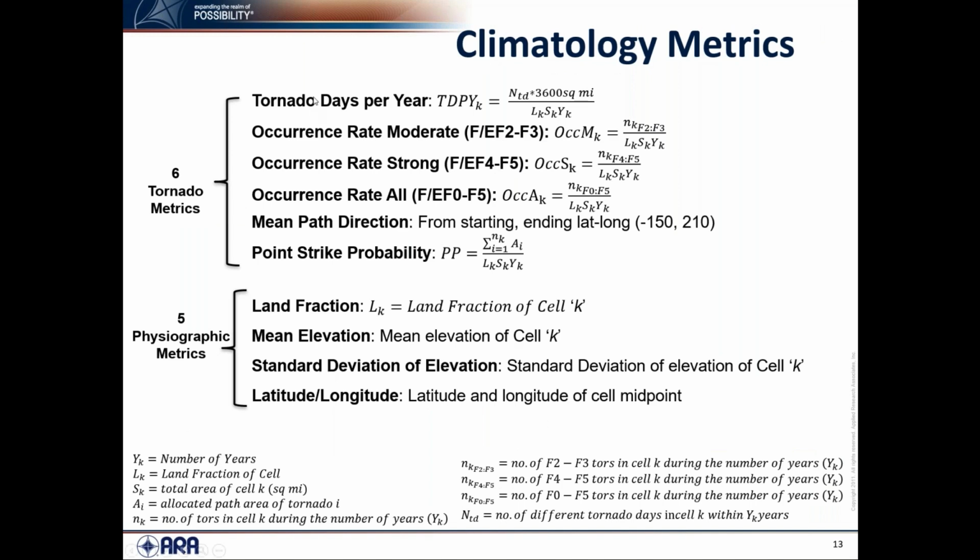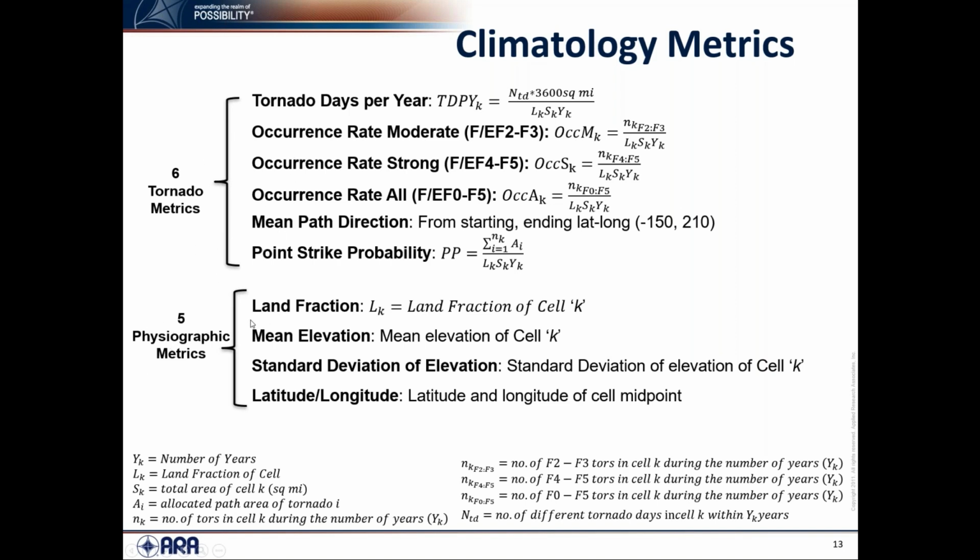Don't worry about the equations here right now, but in each of these different grid cells, well, how many tornado days was there per year? We're trying to find, with this climatology, what's different about the regions, what characteristics are different. And so we looked at occurrence rates for moderate scale, EF2 and 3 tornadoes, occurrence rates for strong tornadoes, F4 and 5, as those are particularly of the most interest in our engineering design certainly for nuclear industries. We also looked at occurrence rates for all tornadoes. We looked at the mean path directions. We looked at point strike probabilities. So that includes the area of the tornado, the path of the tornado. So we have a whole series of tornado metrics.